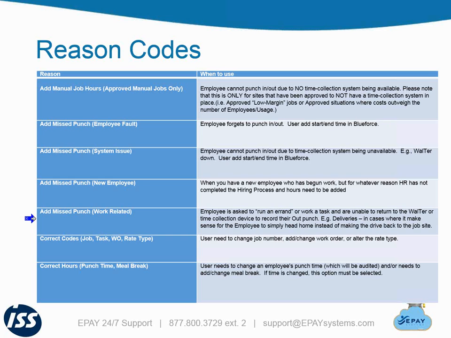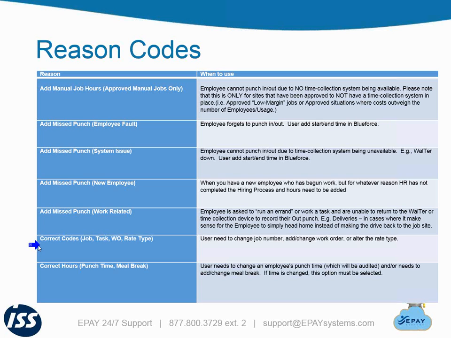The last two on the list are common because occasionally the employees will call in, they will punch in, punch out correctly, but sometimes the employee simply just clocks into the wrong job. Some of those devices have a selection of jobs on them that they can pick from, so they call in the wrong job, or they punched into the wrong task, or maybe they forgot to put a work order and you need to associate their time to a work order. In any of those cases, correct codes, parentheses, job, task, work order, or rate type is the proper reason code to use when you make that change.